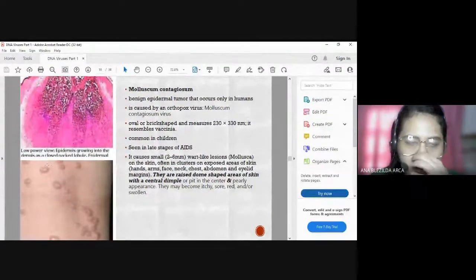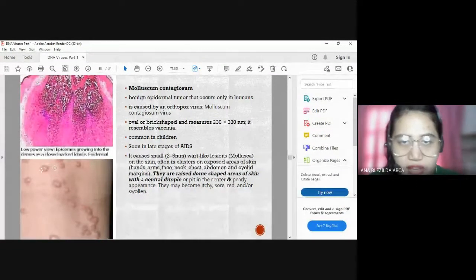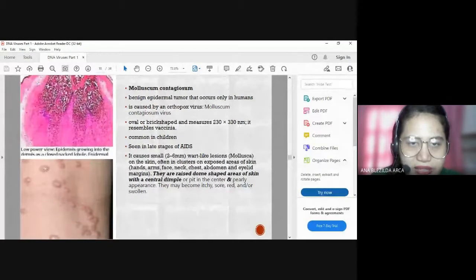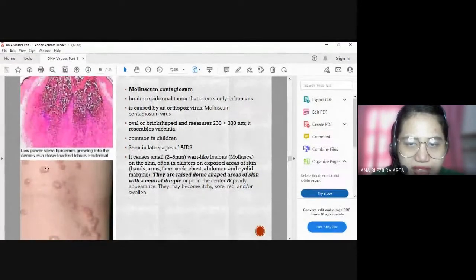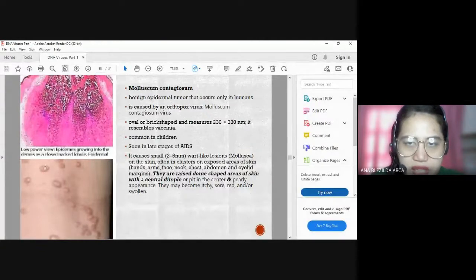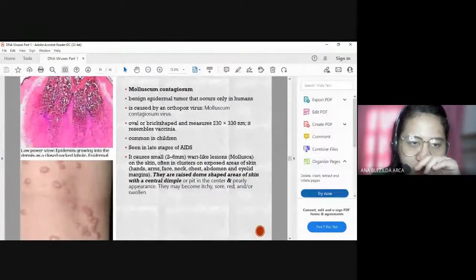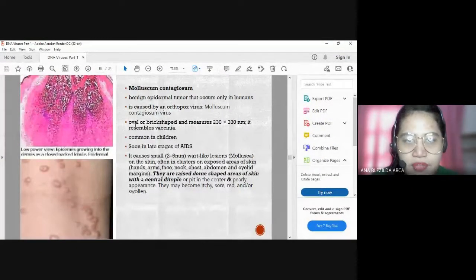So, paano mo ito remedyohan? So, ang gagawin mo lang dyan is that pipisain mo lang yan, di ba? You're just going to squeeze that. Okay? And then kapag na-squeeze mo na yan or natanggal mo na yan, lalabas yung mga molluscum bodies like this one. So this is a benign epidermal tumor that causes only infections only in humans. Ang tawag dito ay Molluscum contagiosum virus. It is being caused by an orthopox virus.